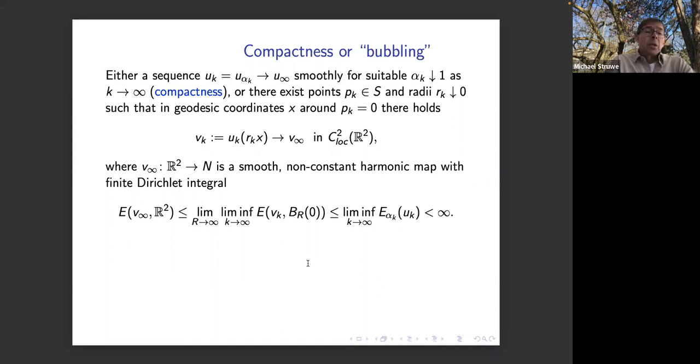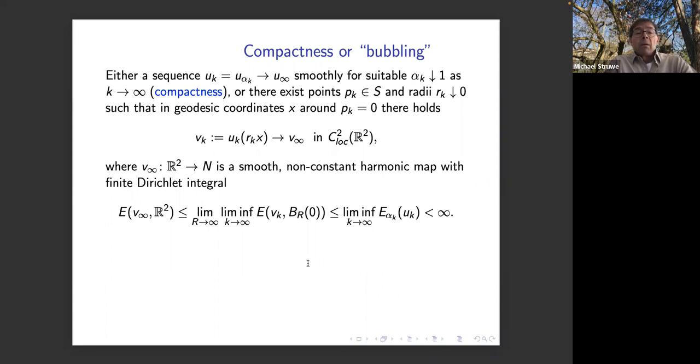And the Dirichlet energy of v_infinity is finite because you can compute the energy of v_infinity as, of course, the limit of the energy of v_infinity on balls B_R when you let R tend to infinity. And on each finite ball B_R, we have C^2 convergence. So E(v_infinity, R^2) is less than or equal to the limit as R tends to infinity of the lim inf of the energy of v_k on any ball B_R.